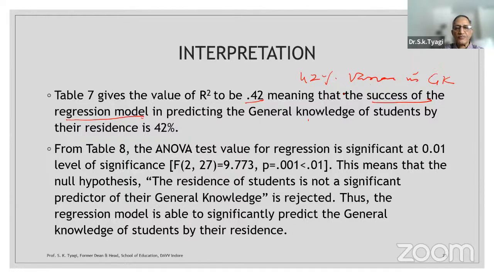Okay. Now let us move on to table 8. From table 8, the ANOVA test value for regression is significant at 0.01. This means that the null hypothesis, that residence of the student is not a significant predictor of their general knowledge, is rejected. Thus, the regression model is able to significantly predict the general knowledge of students by their residence.